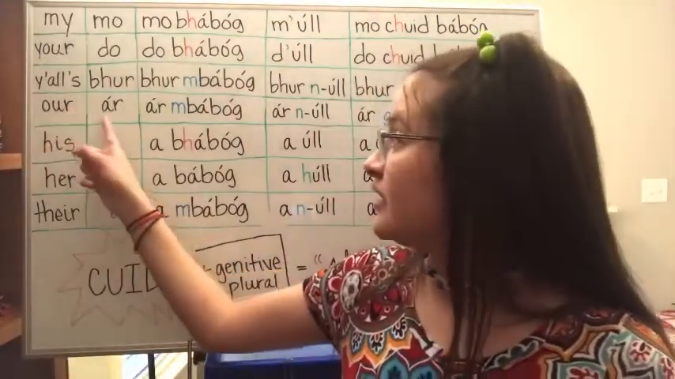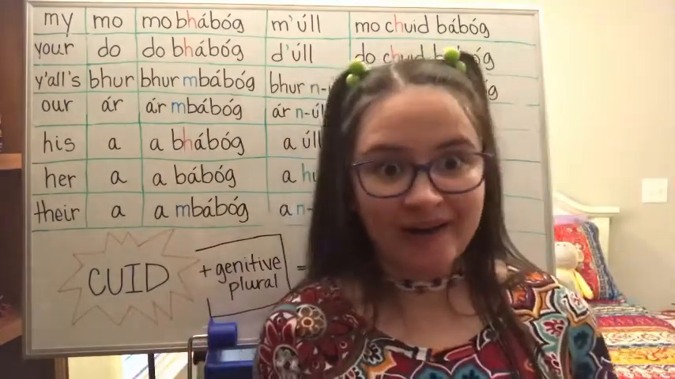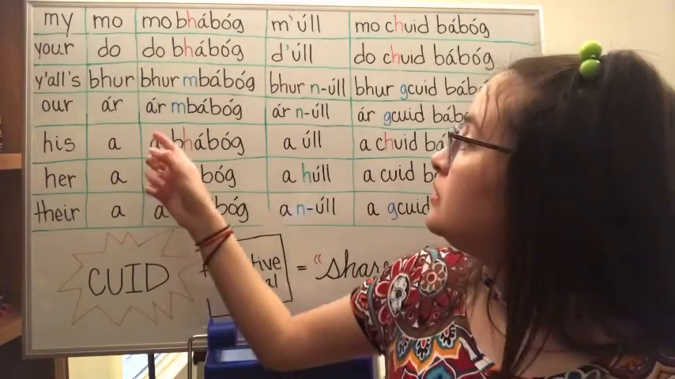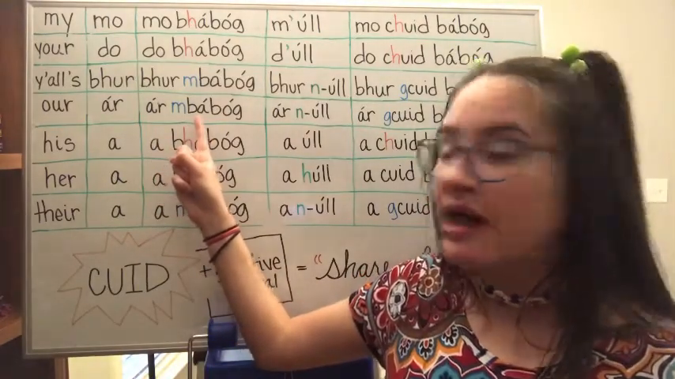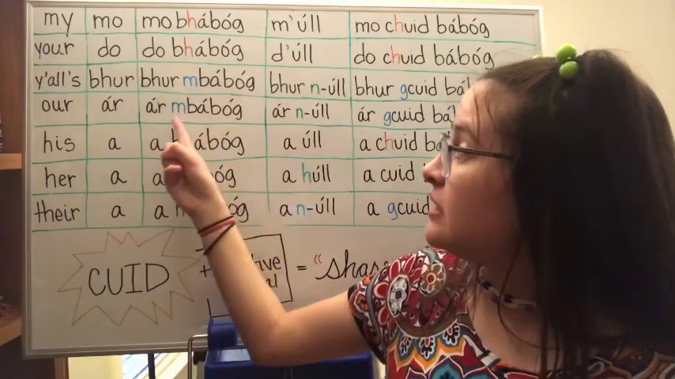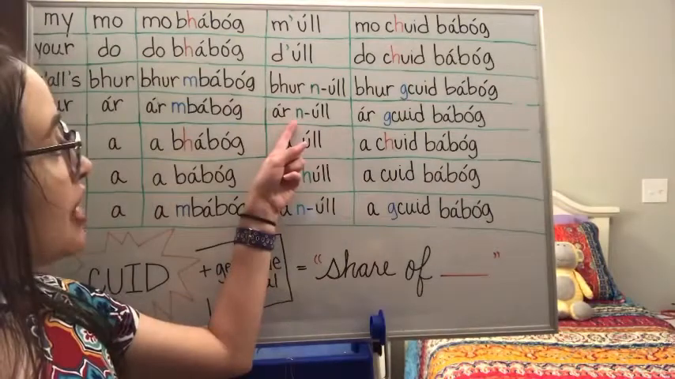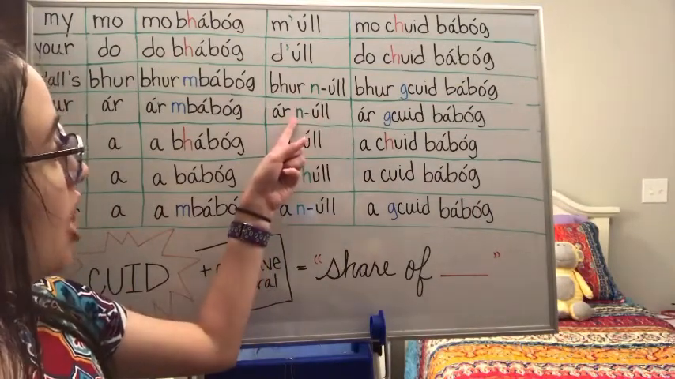Our is ár. I like that it sounds kind of similar to our, like how you say it in everyday speech, just like ár. Now, our doll, ár mbabóg. Just like y'all's doll, it also undergoes eclipsis. And our apple is ár n-úll. It's the same pattern as y'all's.